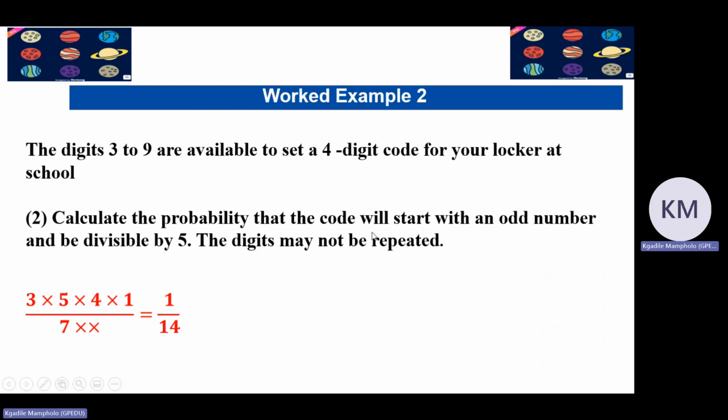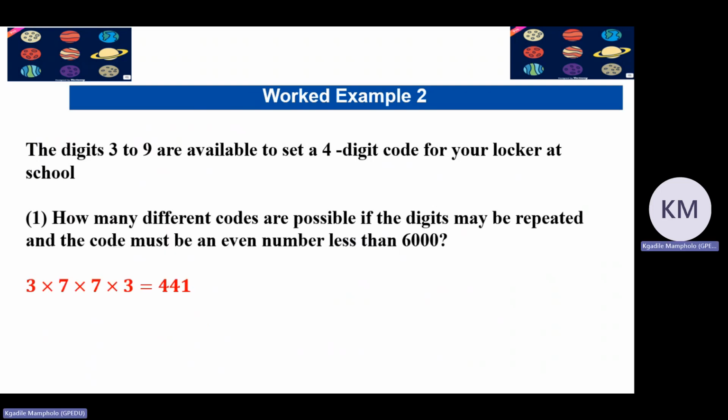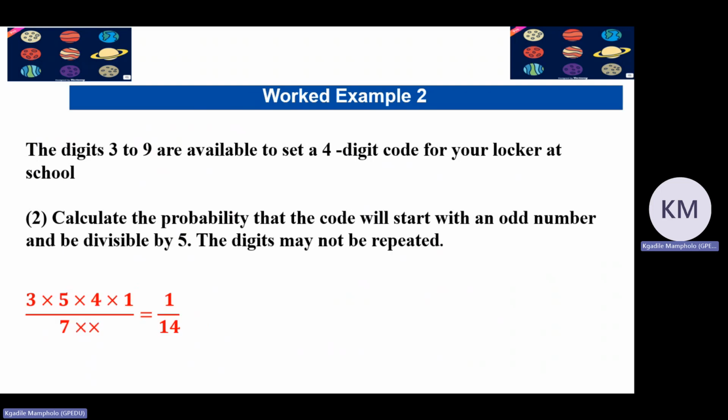So then here let's explain the numerator. We say the code will start with an odd number. How many odd numbers do we have? We'll have 3, and then we can have 5. Let's quickly do this. Now, why do we say 3?